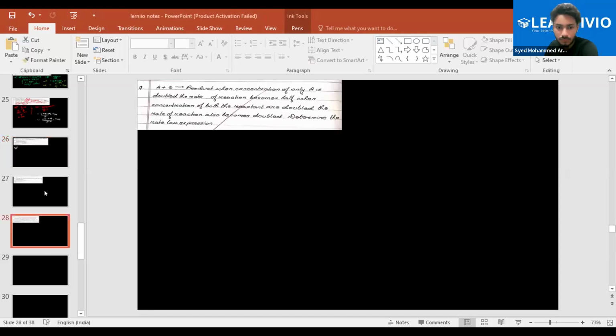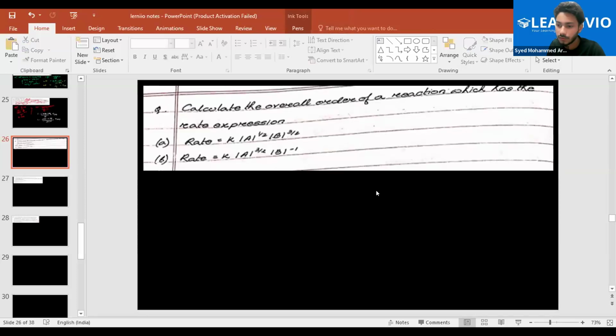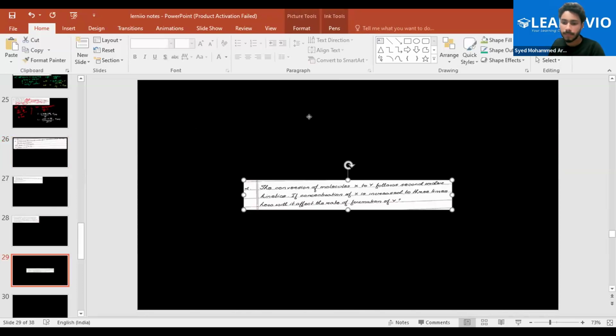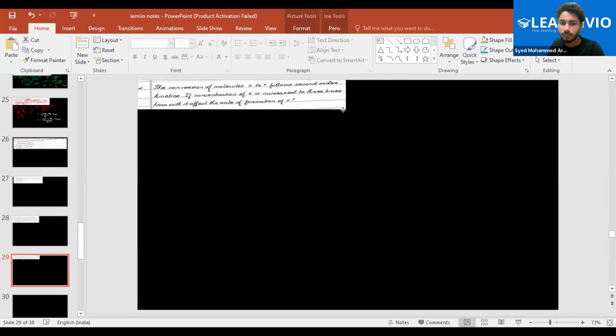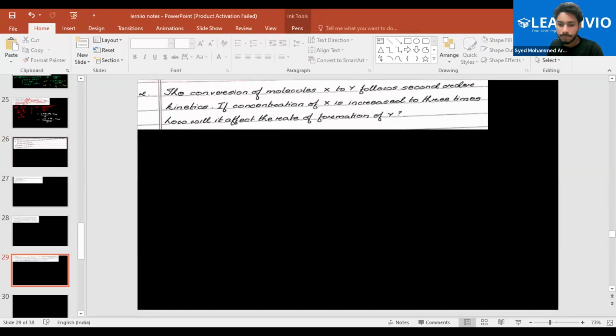When you zoom in, it's not visible. This question, can you zoom in? I cannot see that. Okay, just one second. It's 3/2. Is it visible now? 3/2 minus 1. It's 1/2, the second. Okay, fine.